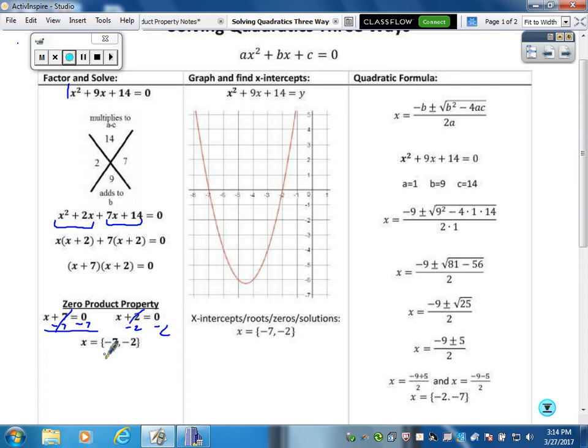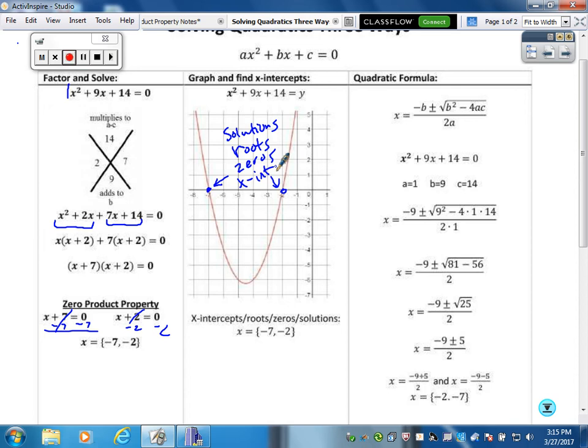Another way of doing it is to graph it. So on your graphing calculator, you can go into your y equals, graph it, and look at the graph. So you would just plug this one in. Here's how it graphs, and your solutions are found at your x-intercepts. So these are your solutions. We also call them your roots. We also call them your zeros, and it's important to know that they are your x-intercepts.